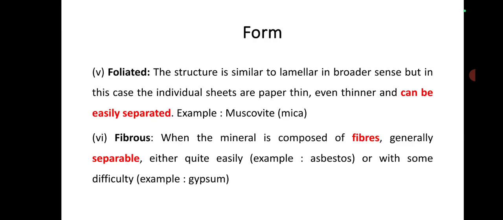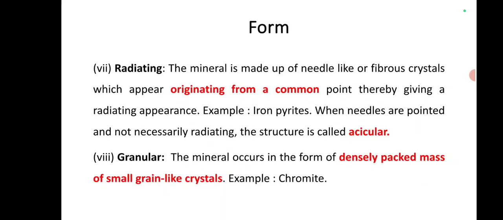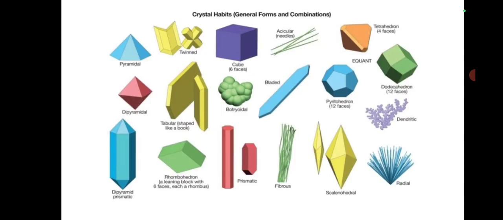Then next we have tabular, elongated, bladed, lamellar, foliated, fiber, radiating, granular, globular, reniform, mammillary, etc. So these are the other types of form. We have to study about these different forms also. This particular figure shows the different forms. So we will explain each one in detail.